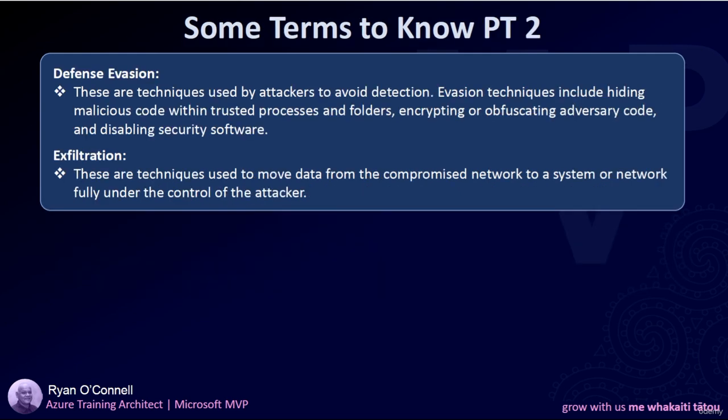These are techniques used by the attackers to avoid detection. Evasion techniques include hiding malicious code within trusted processes and folders, encrypting or obfuscating adversary code, or disabling security software. And this is where Sentinel comes into play. It's very, very powerful. Sentinel looks at all of these things and can identify if something has changed. So again, they have some great detection capabilities built directly into Sentinel. And if you explore Sentinel, you'll realize just how powerful this SIEM tool is.